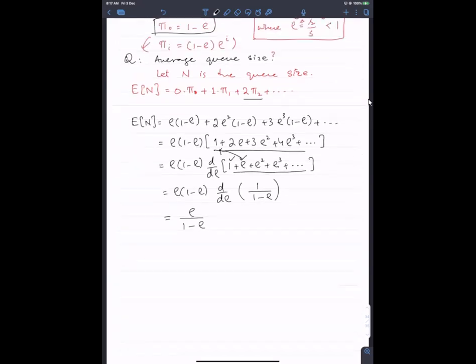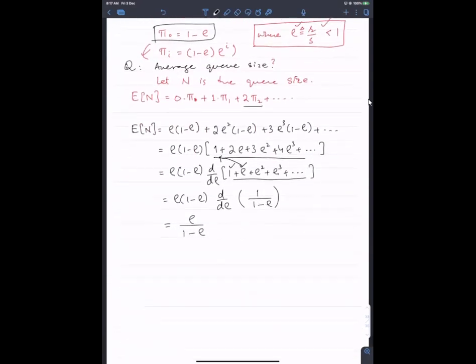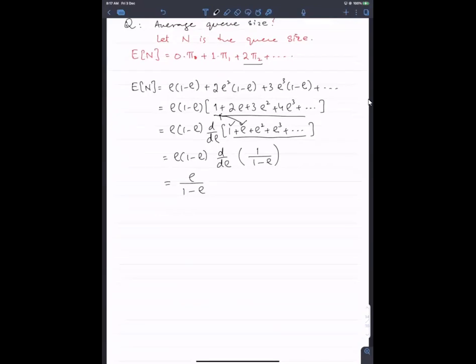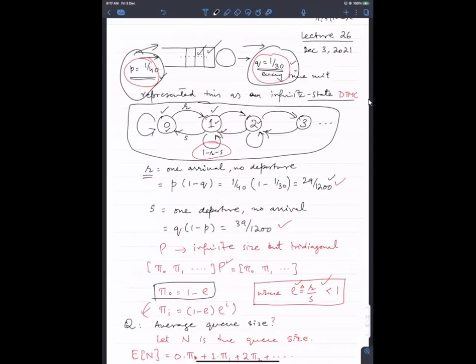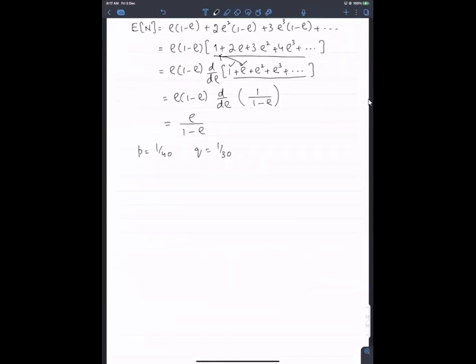So let's solve it for our parameters, where P is equal to 140 and Q is equal to 1/30. Okay. So P is equal to 140, Q is equal to 1/30. From this, what did we get for R? R was 29/1200 and S was 39/1200. So this gave us R is equal to 29/1200 and S is 39/1200.